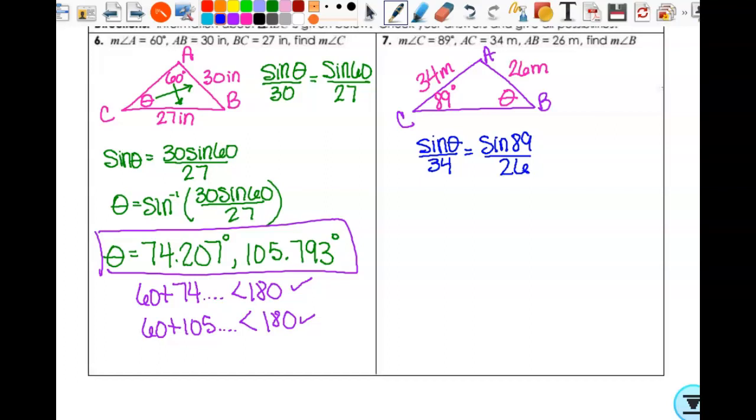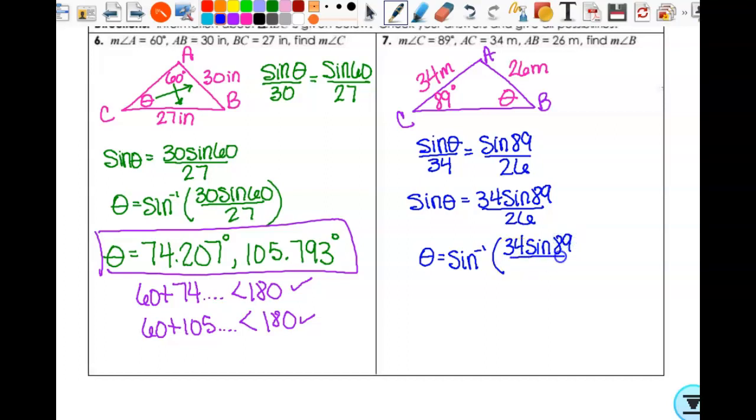We agree with that? All right, so then we multiply both sides by 34. So the sine of theta equals 34 times the sine of 89 over 26. And then because we're looking for an angle, that's when we use the inverse. So theta equals the sine inverse of 34 times the sine of 89 over 26. Okay.